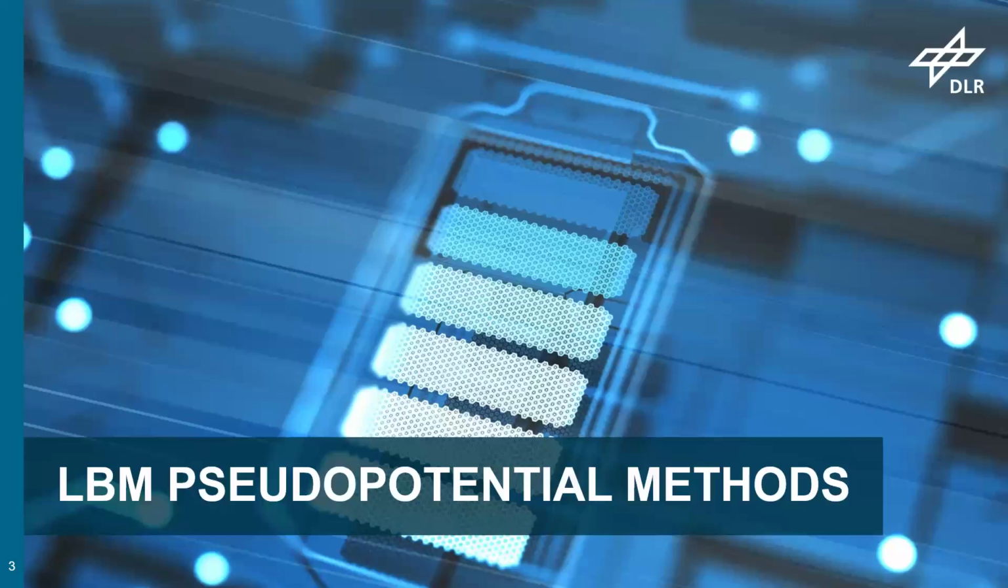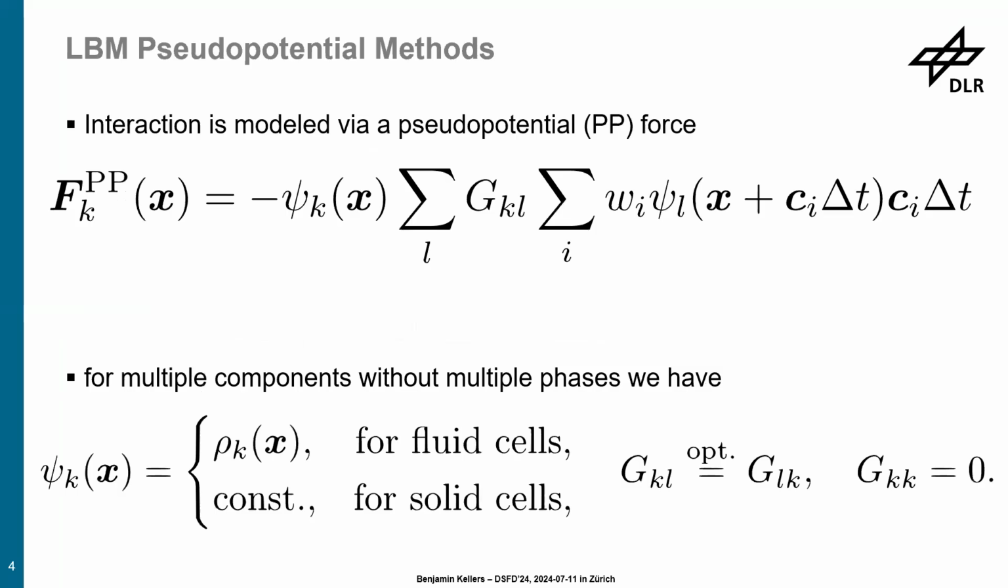So about pseudopotential methods in general, I didn't want to write down all the equations, but the main equation is actually the pseudopotential force. So as you can see from the form of this equation, the pseudopotential force is basically modeled by two pseudopotentials at two different positions that are interacting by this factor G. So you get an interaction strength.